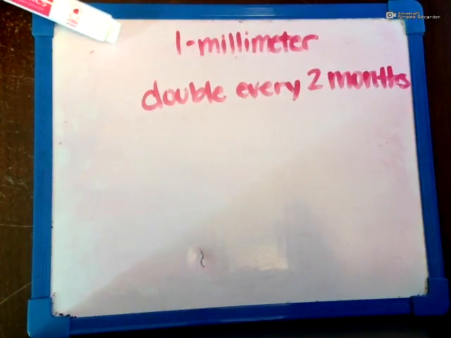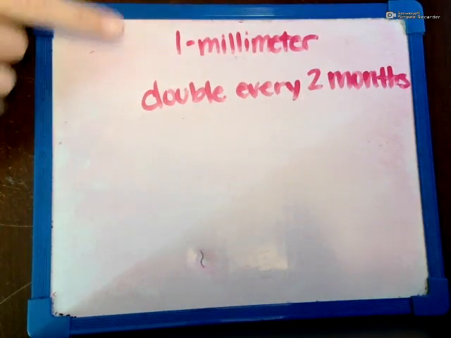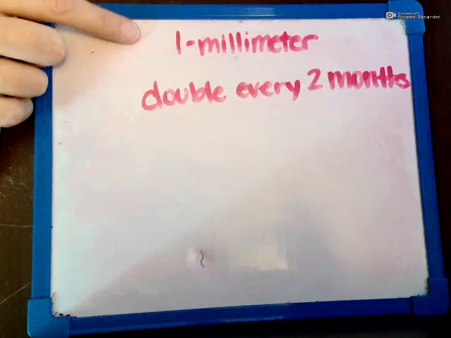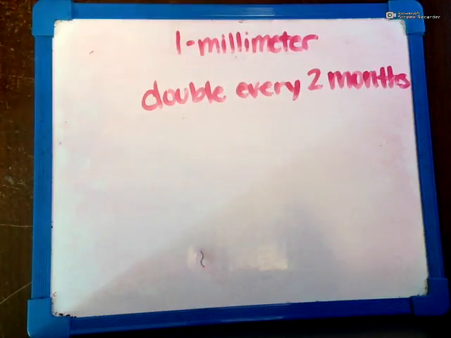Research scientists are trying to predict tumor growth in order to better treat patients. One experiment started with a 1 millimeter tumor in the lab. They found that without intervention or treatment, the tumor will double in size every 2 months. They want us to make a graph to model the size of the tumor over 2 years.